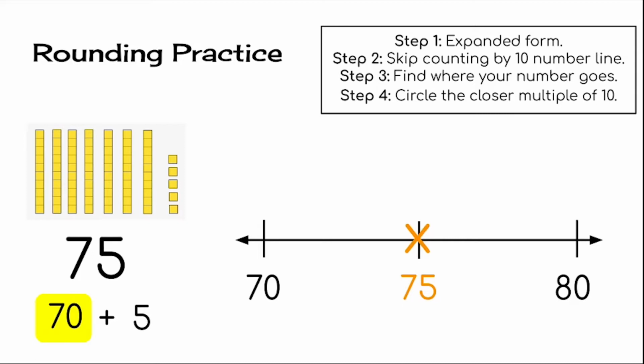But wait, 75 is exactly in between 70 and 80. Luckily, all the mathematicians have agreed to follow the same rule for rounding. If it's a 5, it's always going to round up to the next bigger number. And that's just something that we have to, as mathematicians, remember, that 5 always rounds up.